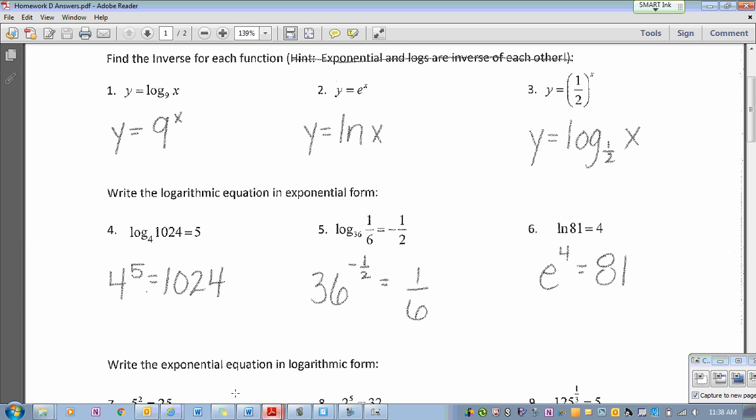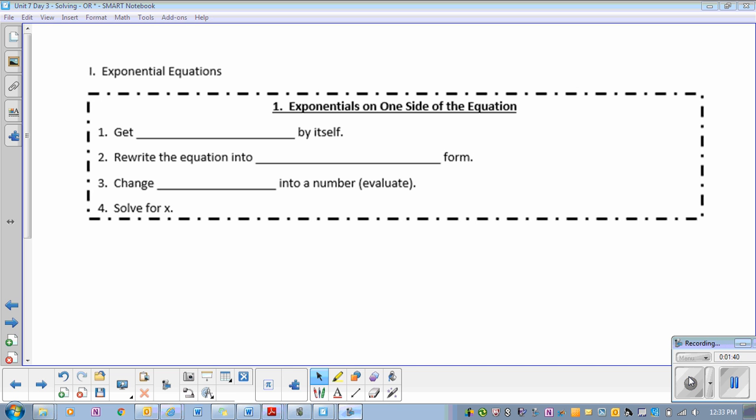To be honest with you, I do this whole other cheesy thing. Okay, so let's talk about exponential equations. Now we're solving. And you know you're solving because equations have what sign? Equal sign, good. When you see an equal sign, that's when you're solving. You're going to have a bunch of different scenarios. The first scenario is you have an exponential on one side of the equation. When that happens, you want to get the exponential by itself.